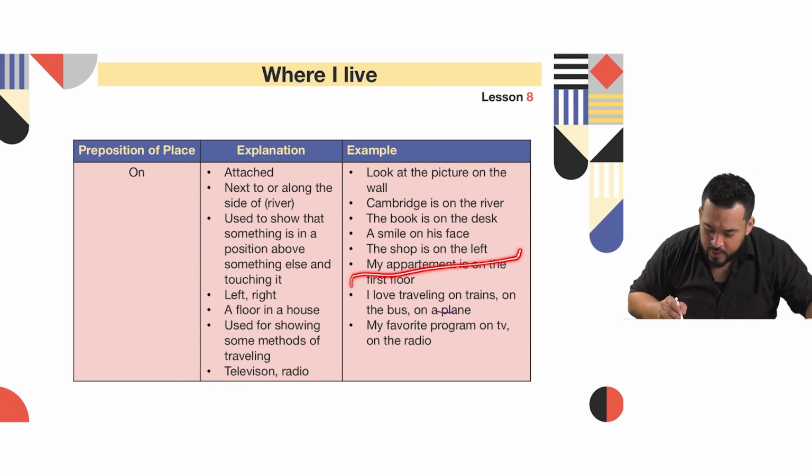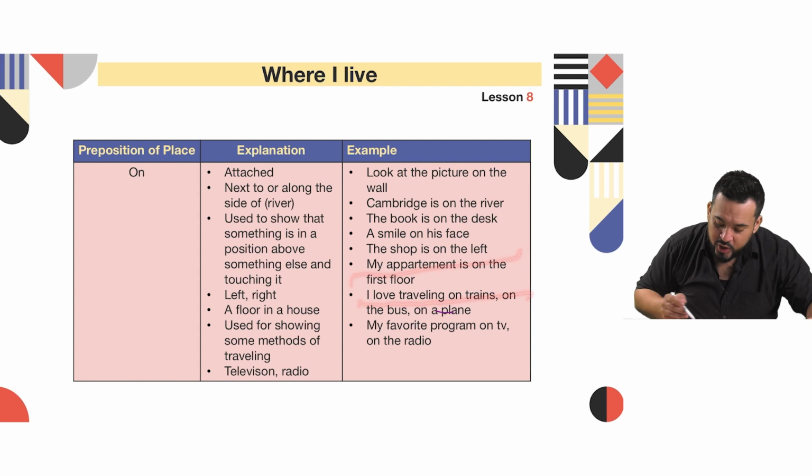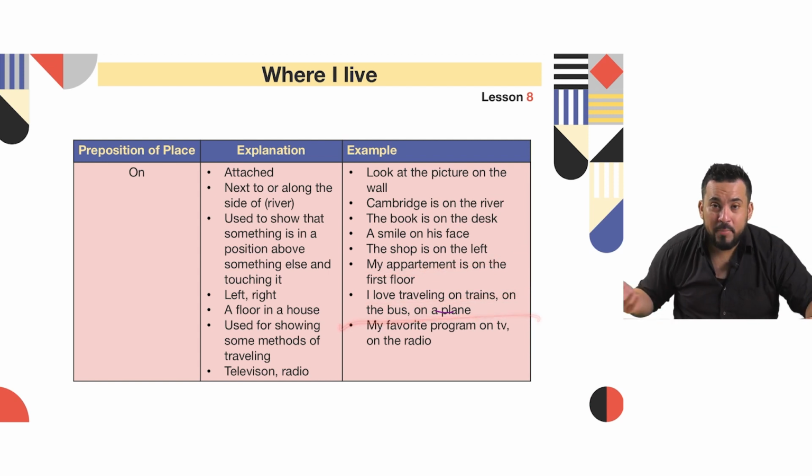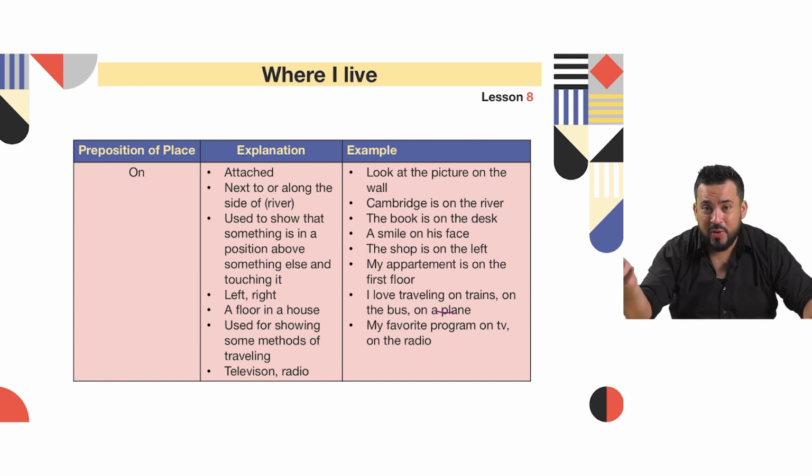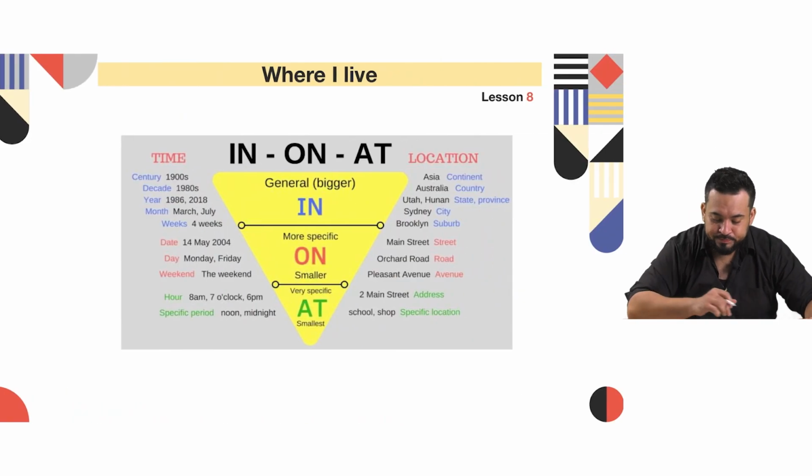Then you have, I love traveling on trains, or I love traveling on buses, or I love traveling on a plane. With methods of transportation, we use "on". My favorite program on TV, or my favorite program on the radio, or I'll watch this on my phone.